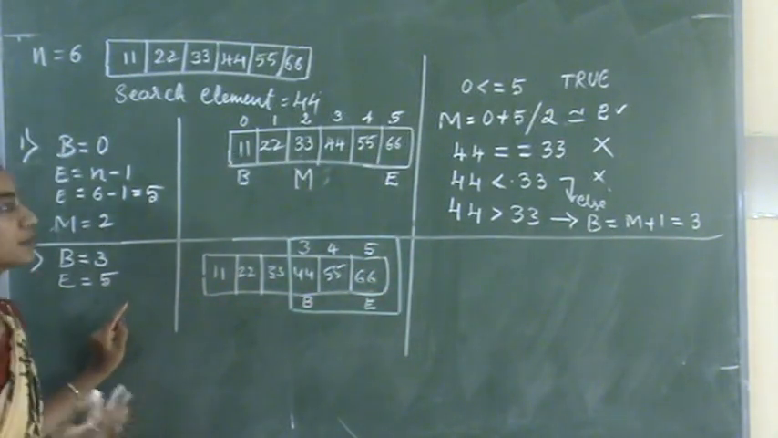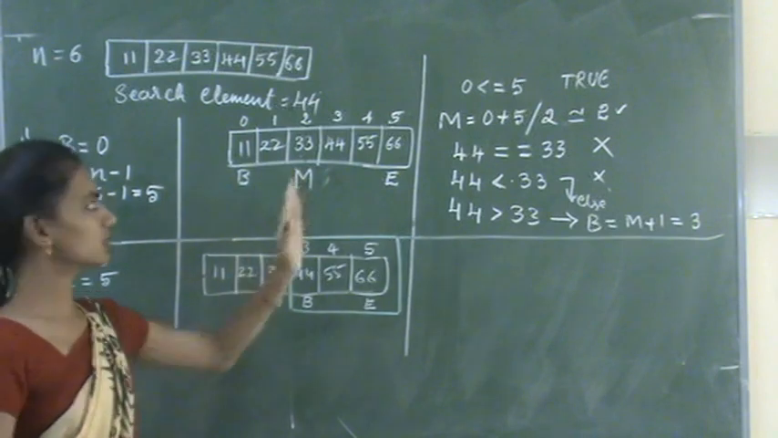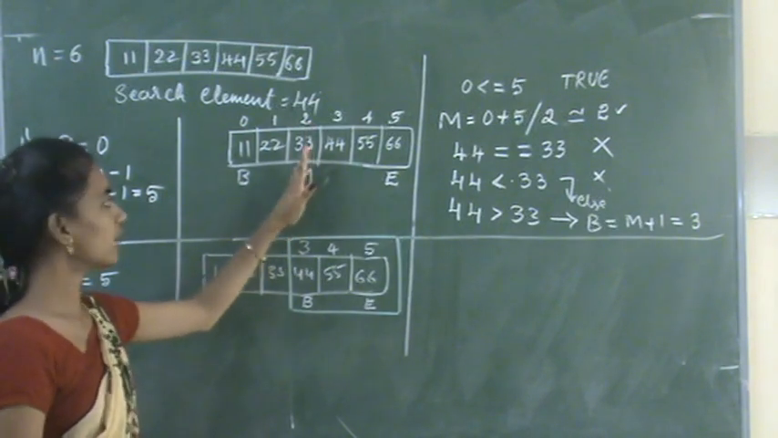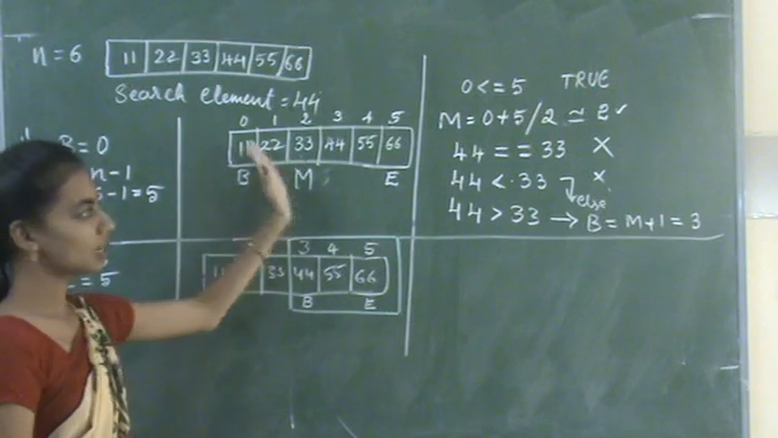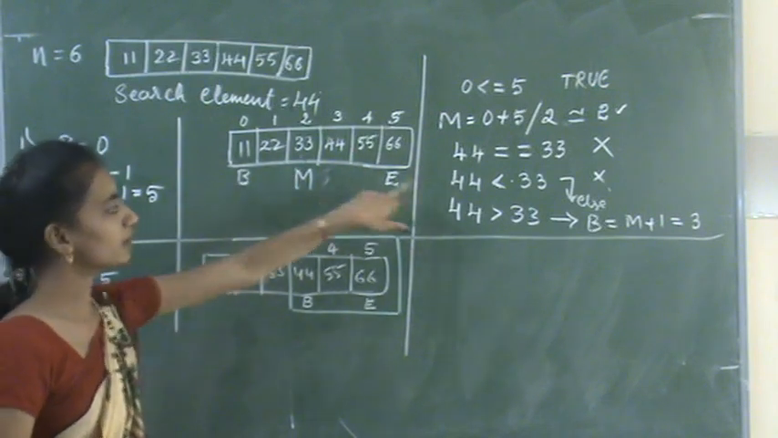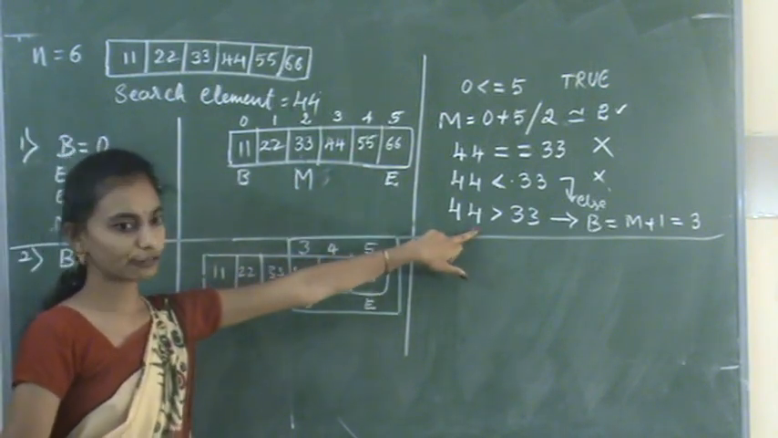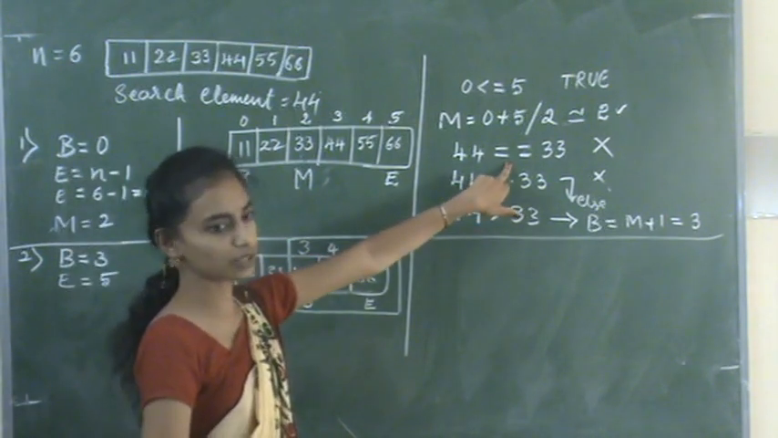For the next search, we know binary search is dividing the array. Either we have to search the left part or the right part. So what we have done now is find that the mid element is not equal to the search element.